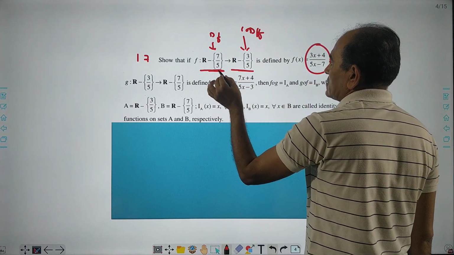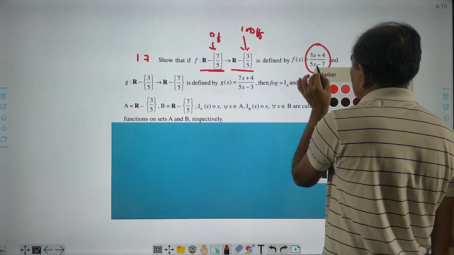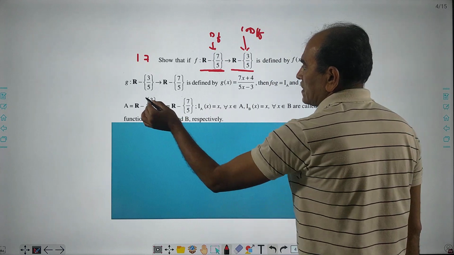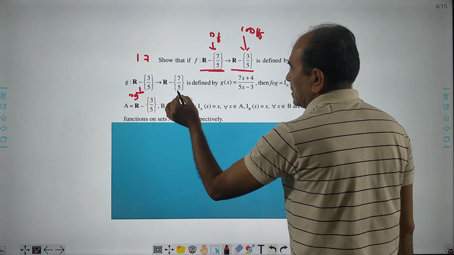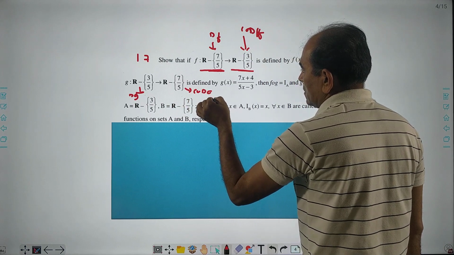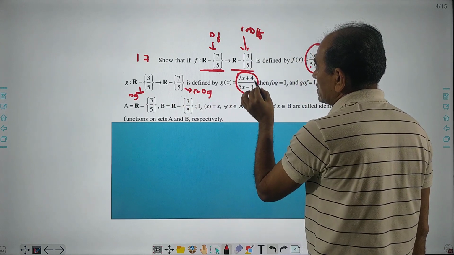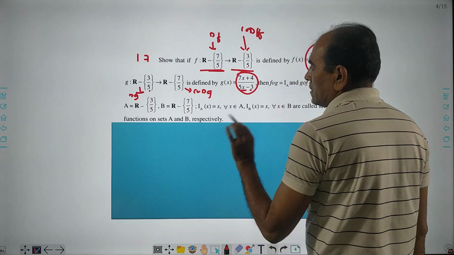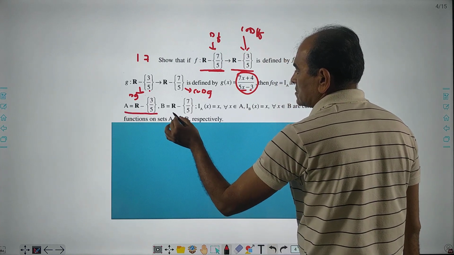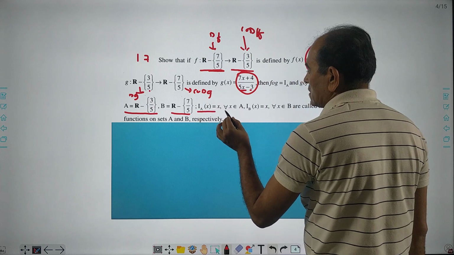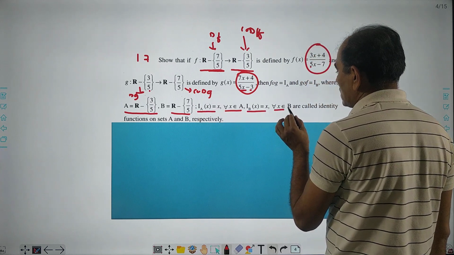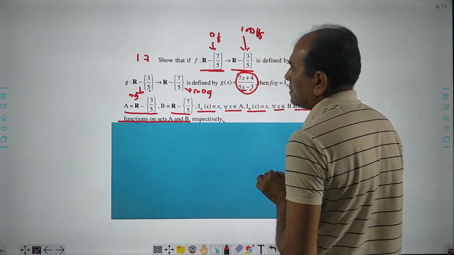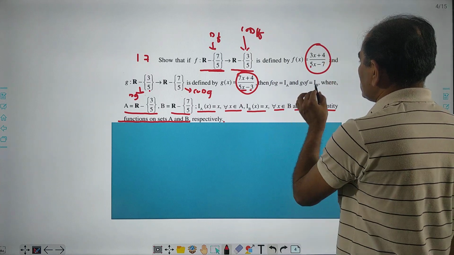Why are we separating 7 by 5? Because at x equal to 7 by 5, this quantity is 0, so we have to remove it from the domain. In the same way, this one is the domain of g, and this one is the codomain of g, and it is given by g(x) equal to (3x plus 4) over (5x minus 7). x should not be equal to 7 by 5. Clear? Now here we call this one A and this one B. Now I_A at x for all x belongs to A, and I_B at x for all x belongs to B, are the identity functions on sets A and B respectively. Clear? Now we want to prove this thing.